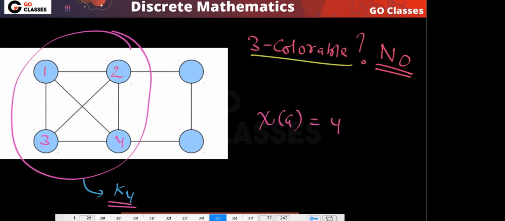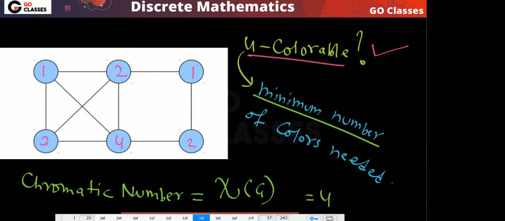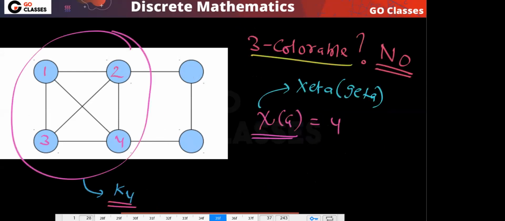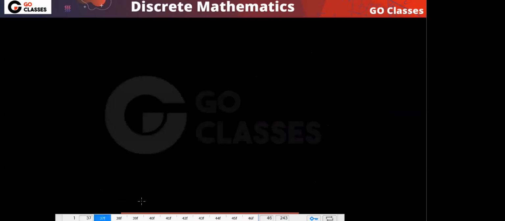So zeta of G. This is the chromatic number, remember. So what is chromatic number? That is the minimum number of colors. How many minimum number of colors you need? That is the chromatic number. So for this graph, chromatic number is 4 because you can do it using 4 colors and you cannot do it using 3 colors. Okay, is this clear to everyone?